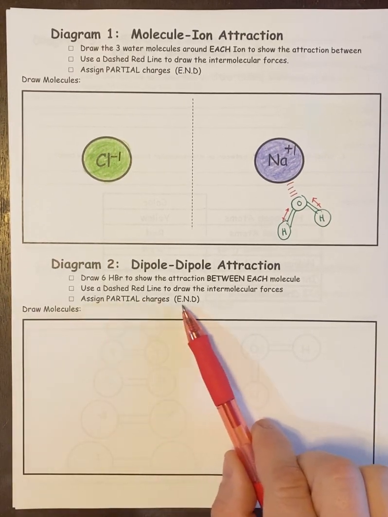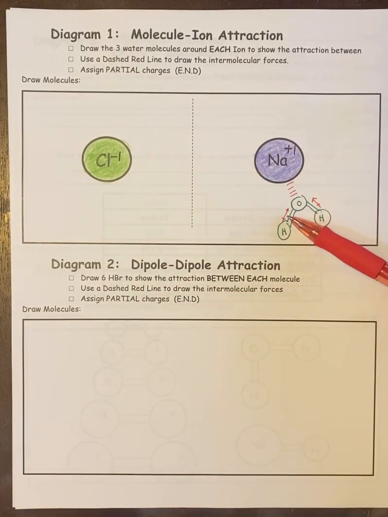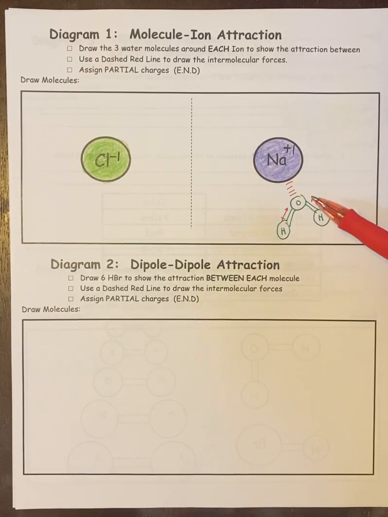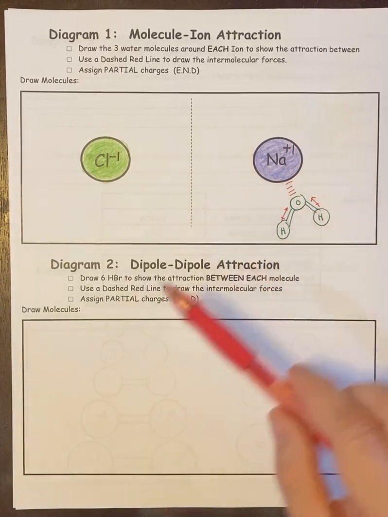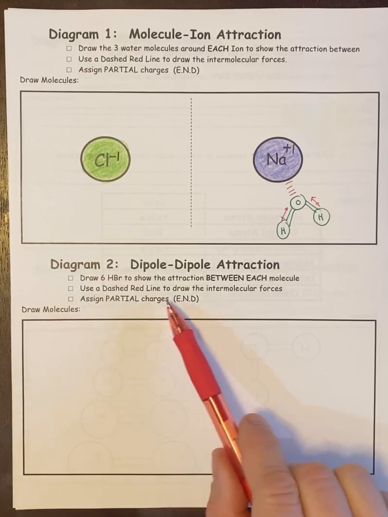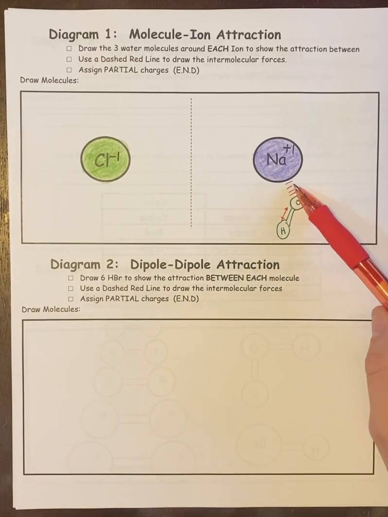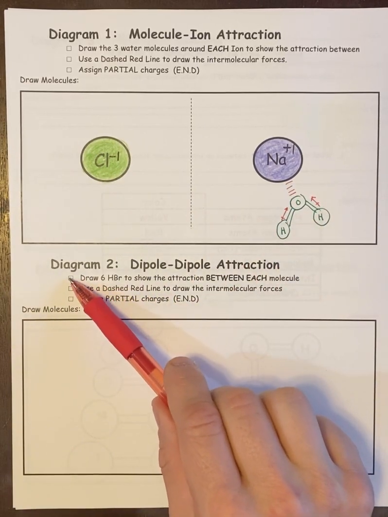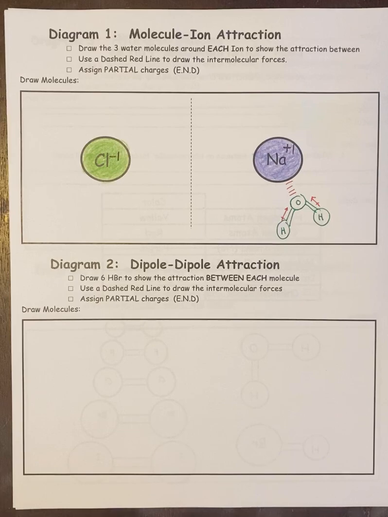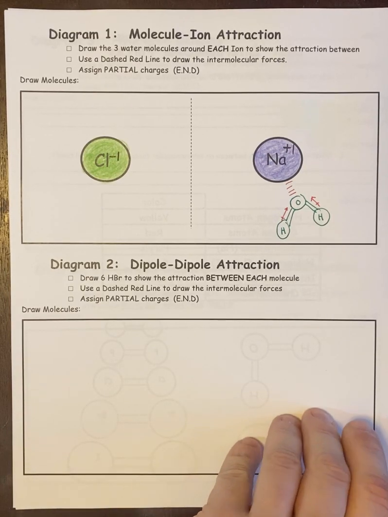And you see where it says assign partial charge? I show it on all of them. Well, that's what this arrow is showing. So the polarity arrow is the partial charge. It's showing you that the oxygen here is partially negative, therefore the H side is partially positive, and that's how I know that the O of this molecule attracts to the Na of that molecule, because the negative will attract to the positive. So the assigning partial charge, that's a fancy term for drawing the polarity arrows. Use the dashed red line to show the intermolecular forces, that's that. And then in this case, step 1 is draw the 6 HBrs any way you want, as long as opposites attract. That's the only rule you have to follow.